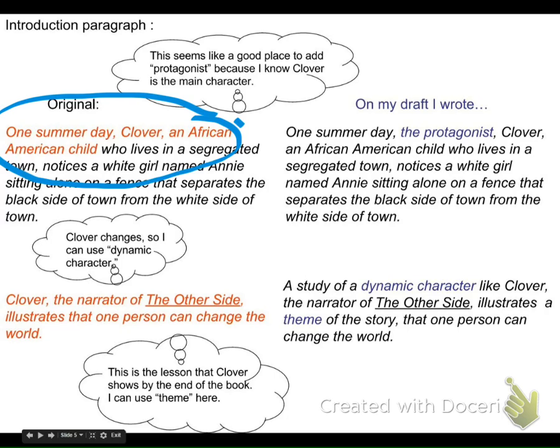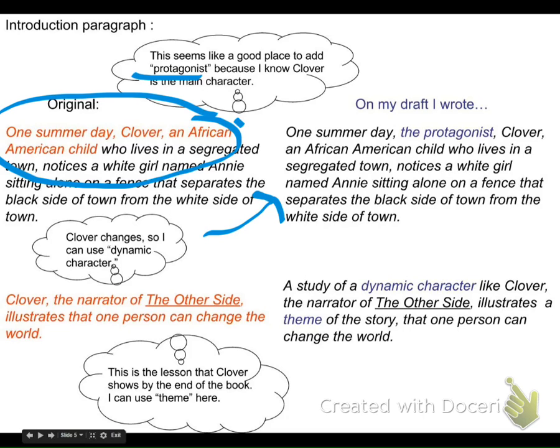This is a good place to add the word protagonist because I know that's who Clover is. Clover is the main character. So I'm going to change my sentence to say, one summer day, the protagonist, Clover, an African-American child. It just makes my writing sound more like I know more about what I'm talking about, that I'm able to analyze literature appropriately with the right terminology.